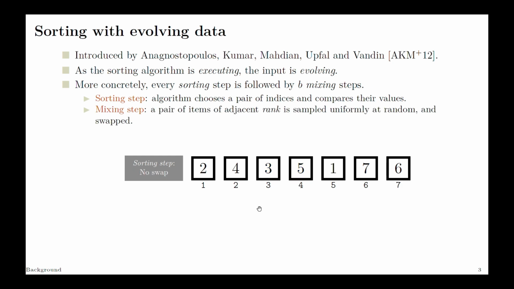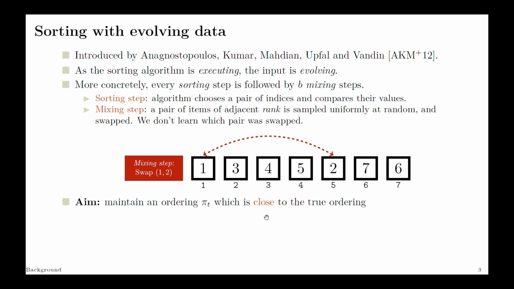Now, in a mixing step, a pair of items of adjacent rank are sampled uniformly at random, and they are swapped. And importantly, the algorithm does not learn which pair was swapped. So, for example, the environment picks values 3 and 4 and swaps them, and similarly could pick 1 and 3 and swap them, but the algorithm wouldn't learn about these values.